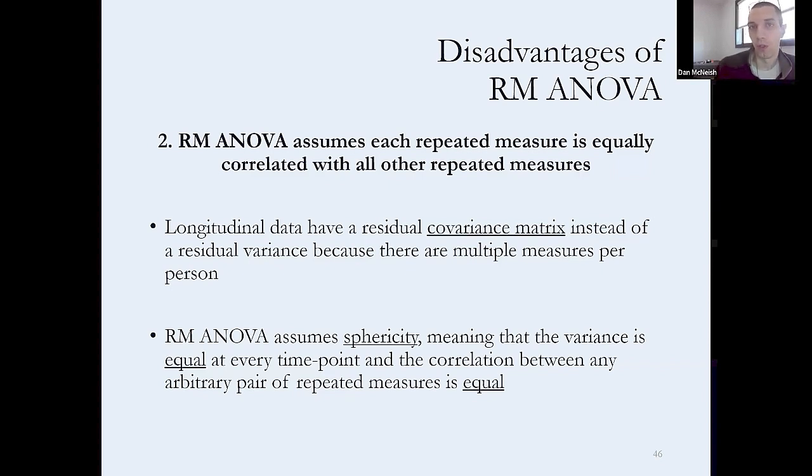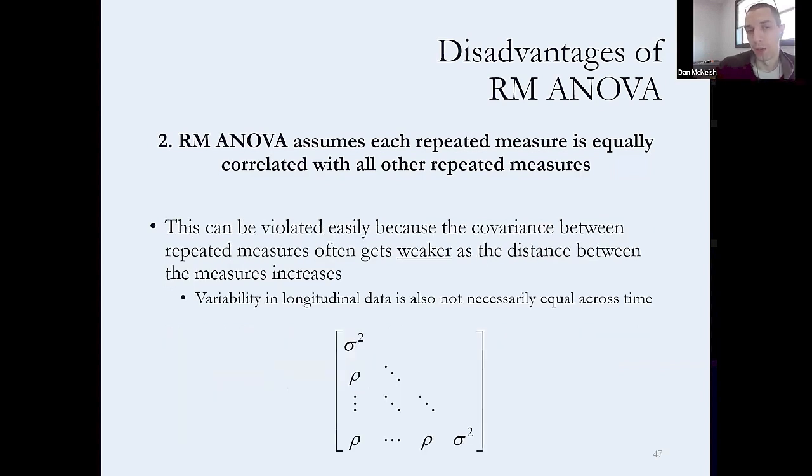So this is sometimes called the sphericity assumption, which means that the variance at every time point is equal and the correlation between every pair of time points is also equal. So if it helps to visualize what that correlation matrix might look like, it means that all of the diagonal terms are going to be constant. So that would be sigma squared here on the diagonal. It means variance at time 1 is equal to the variance at time 2, time 3, time 4, time 5, however many time points we have.